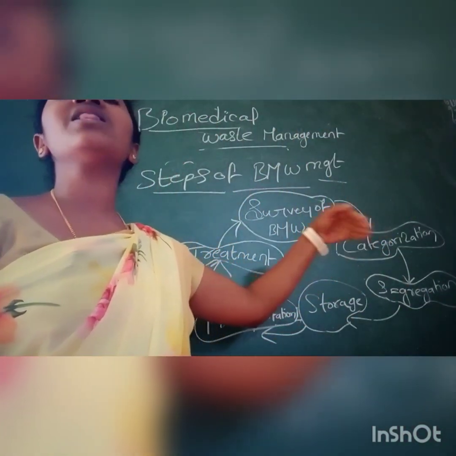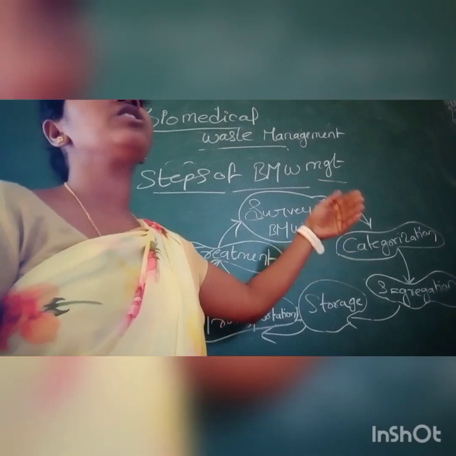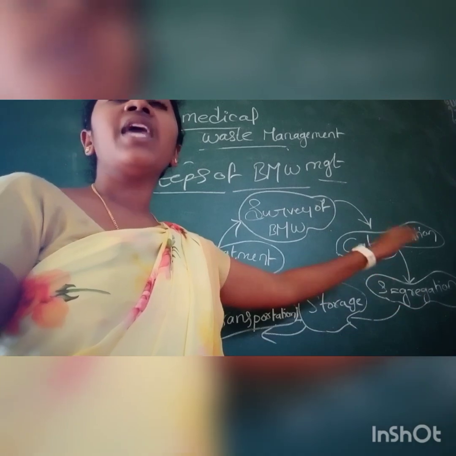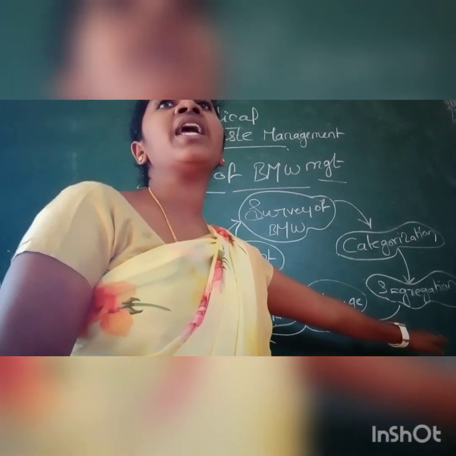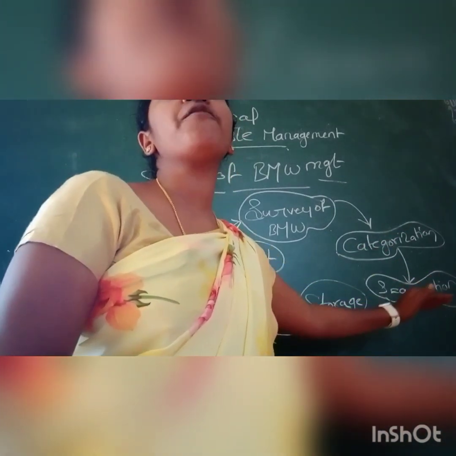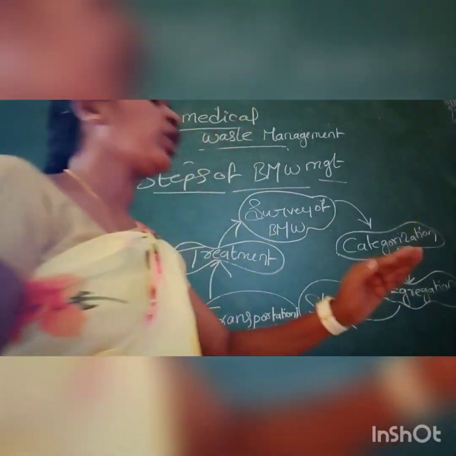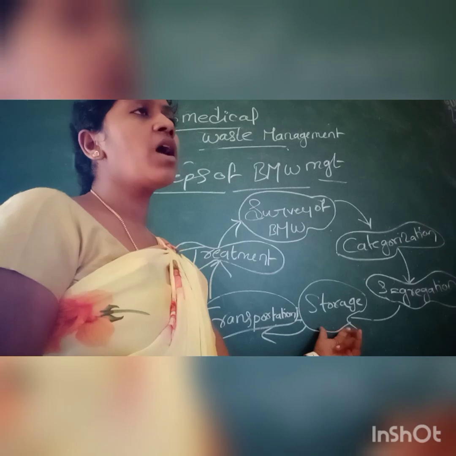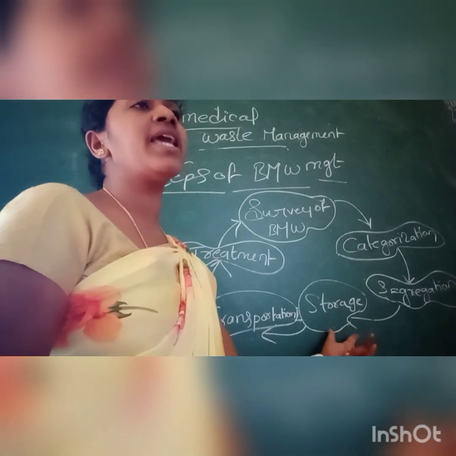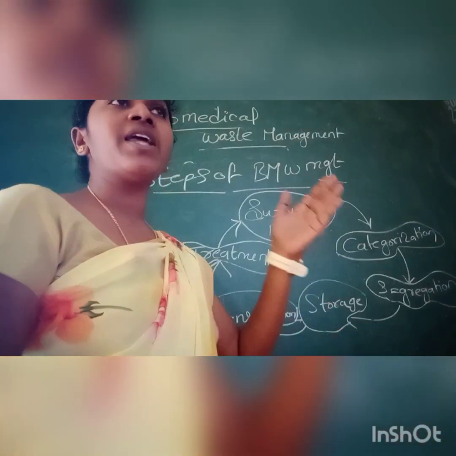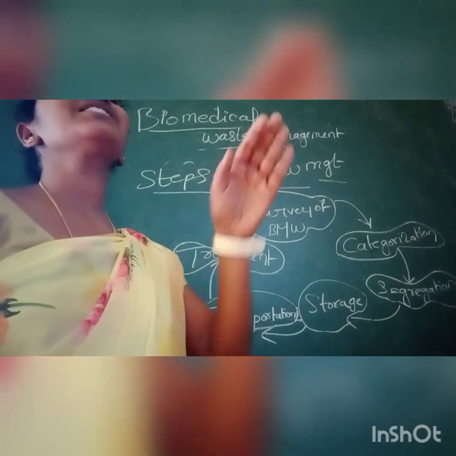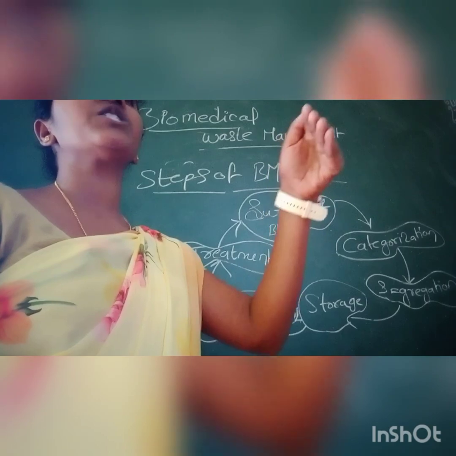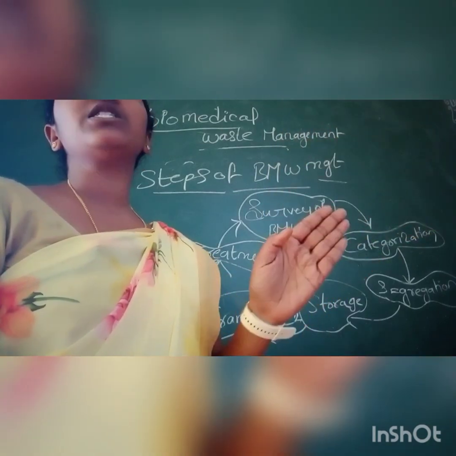For example, what is the segregation? Plastic waste goes to the red bin, anatomical waste goes to the yellow bin. In that way, they do segregate the waste, separation of the waste according to the color code. After that, storage. In a particular area, there is a storage place. For example, in a hospital, there is a central storage place and a departmental storage place for the waste.